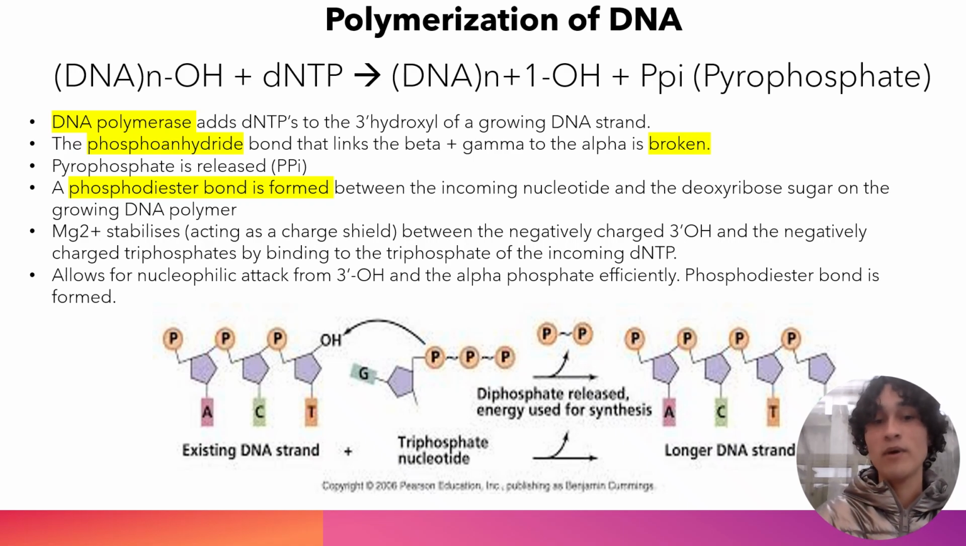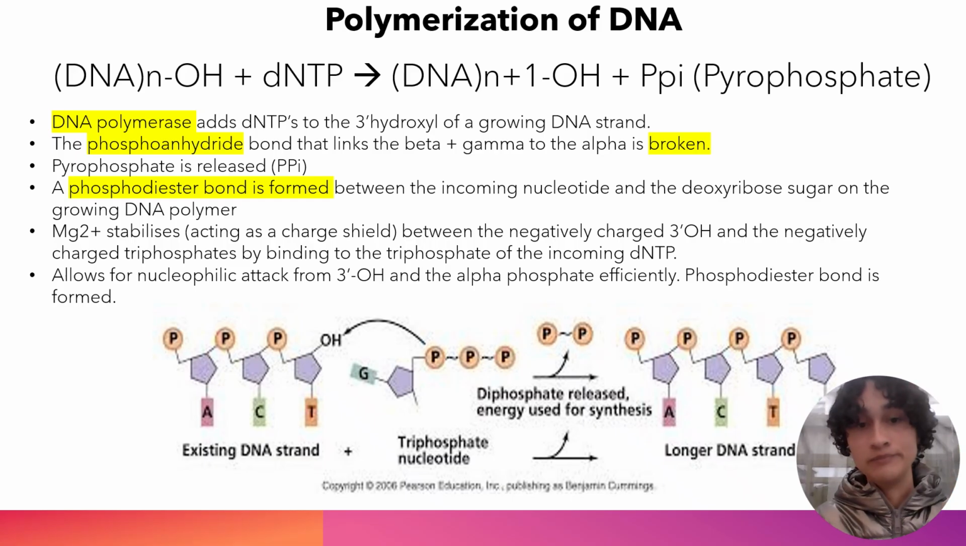So just to break the equation down again, we've got a DNA polymer that has a 3' hydroxyl group, okay? That's what we want our nucleotide to bind to for a phosphoester bond. We want that alpha phosphate to bind to this hydroxyl group, to form a phosphoester bond to allow the strand to continue to grow.